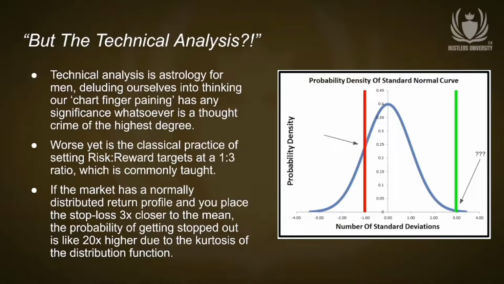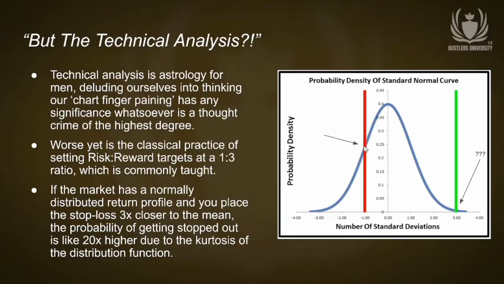If the market has a normal distributed return profile and you place the stop loss 3 times closer to the mean, the probability of getting stopped out is like 20 times higher due to the kurtosis of the distribution function. Kurtosis being the shape of the distribution curve and how fat and skinny the tails are relative to the body of the distribution. Let's really look at this. Probability density.